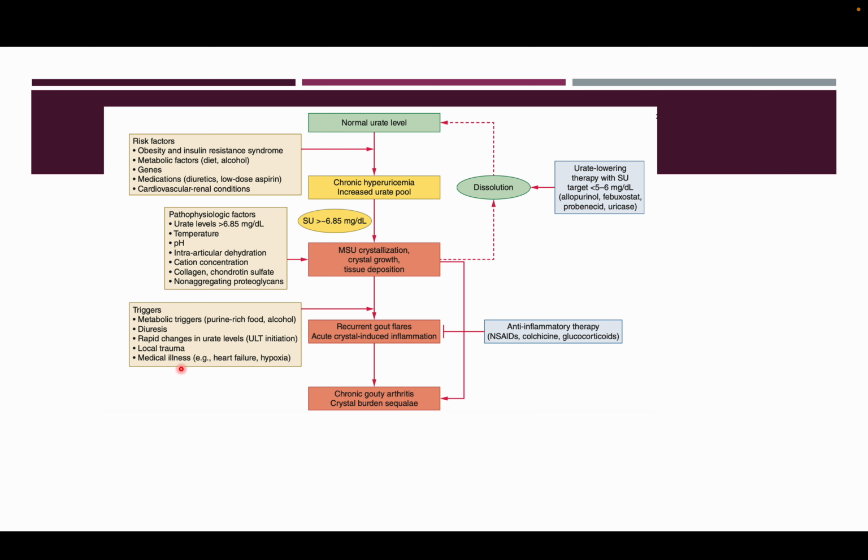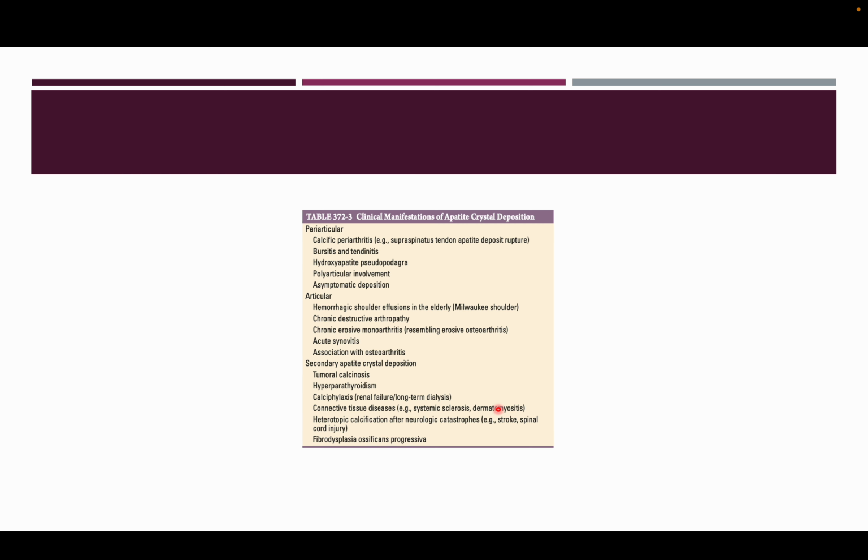Purine-rich foods, alcohol, diuretics are all the triggers. Next are the apatite crystals, like I mentioned in the case of the 60-year-old female with bilateral shoulder pain, where calcium deposition is seen, that is metastatic or dystrophic calcification. That can present as calcific periarthritis or bursitis, and can involve many joints, or any joint can be involved.